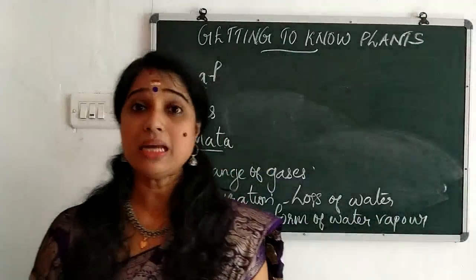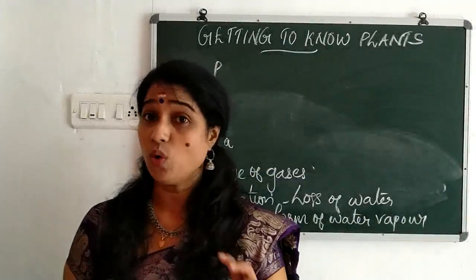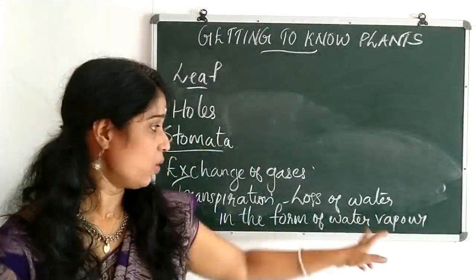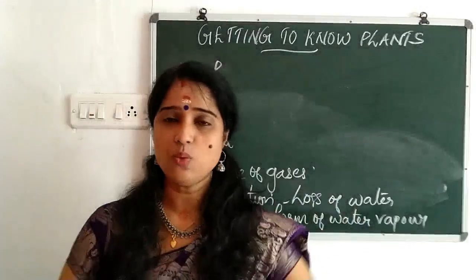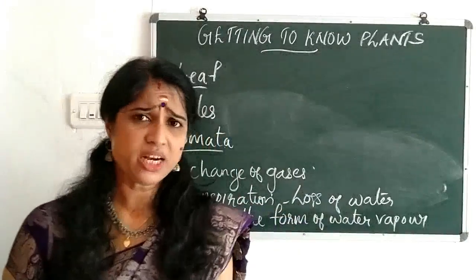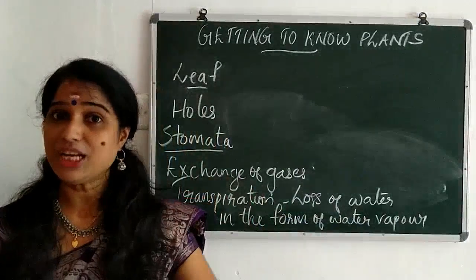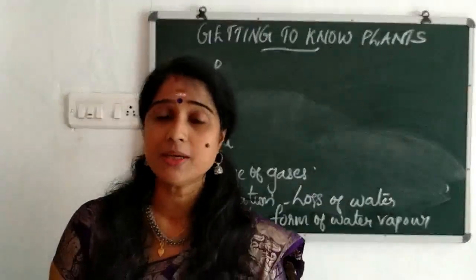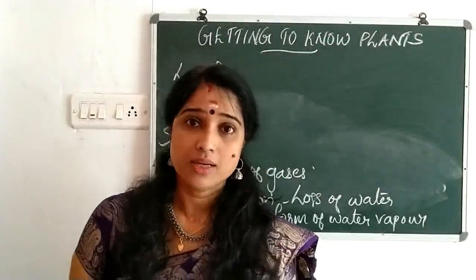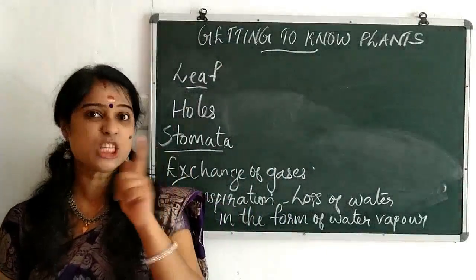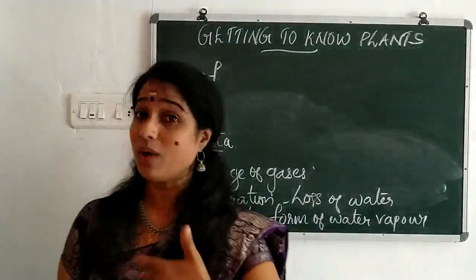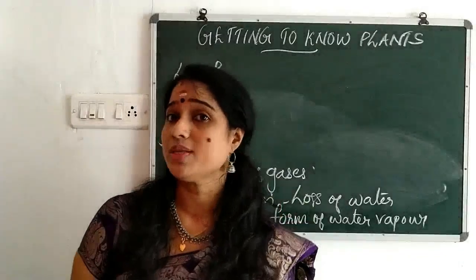Transpiration. So stomata plays a very important role in what? Gaseous exchange and also in what? Transpiration. It can be asked as a one mark question. What is transpiration? It is a loss of water in the form of what? In the form of water vapor. We cannot see it, but by doing one experiment, it will be very clear to us that plants also lose water.